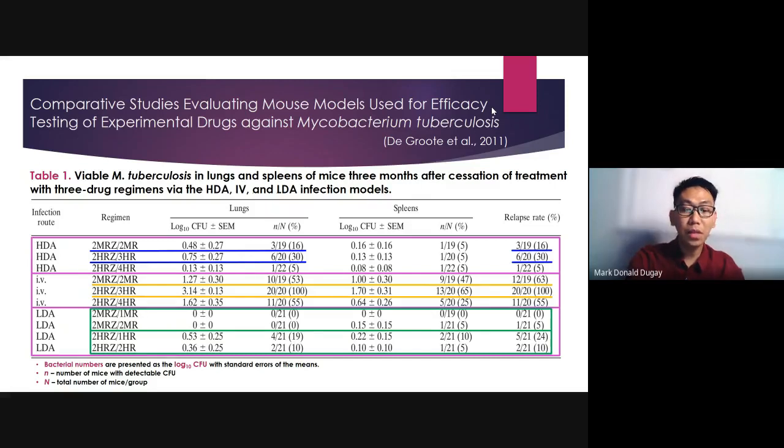After the 6 month study, the infected mice treated with MRZ and MR had a significant effect against M. tuberculosis, which was undetectable after 4 months of treatment. Based on the results, the scientists concluded that the experimental drugs used have the potential against M. tuberculosis.